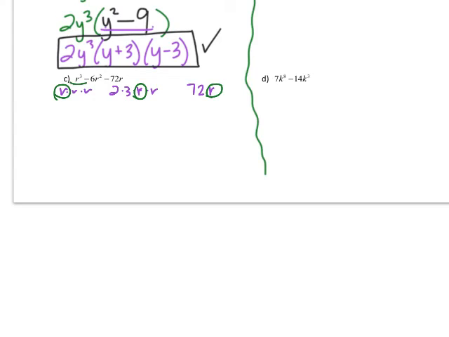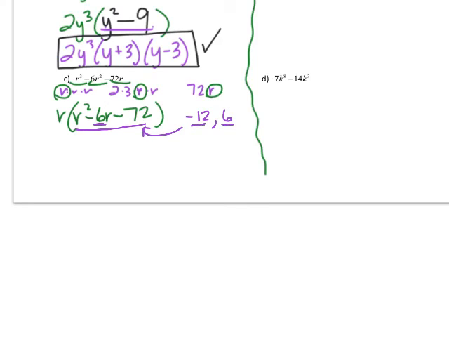So if I divide this one by r, this one by r, this one by r, I'm going to have an r, and then I'm going to have r squared, because that's what's remaining after I divide, and then I'm going to have minus 6r and minus 72. And now all I have to do is take care of the information inside the parentheses. I'm going to be looking for two numbers that multiply to negative 72, but sum to negative 6. Those two numbers are negative 12 and positive 6, because negative 12 times 6 is negative 72, but negative 12 plus 6 is negative 6.